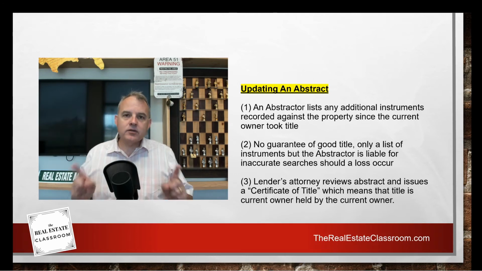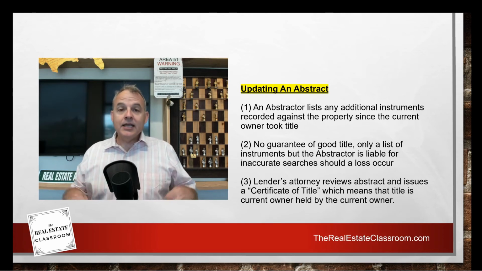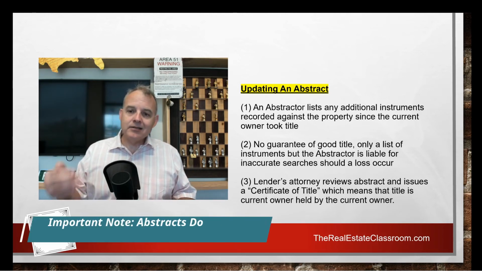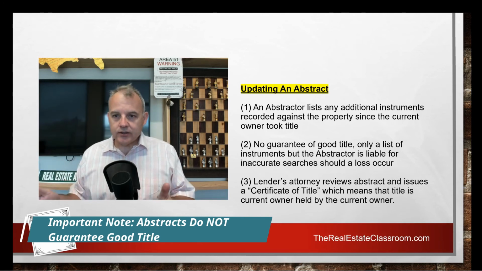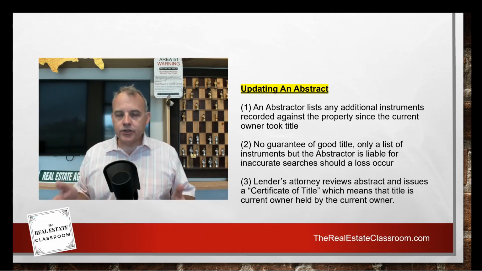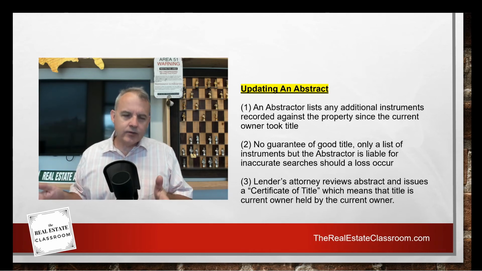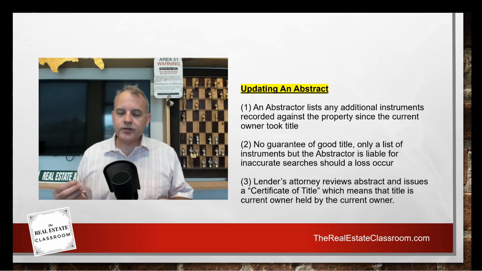Now understand this is important. An abstract is a history report. It's deemed to be accurate, but it doesn't guarantee good title. It's not insurance. However, the abstractor who does the research is responsible for any errors that were made. So although it's not guaranteed as in with insurance, like title insurance, there is still a level of protection there.